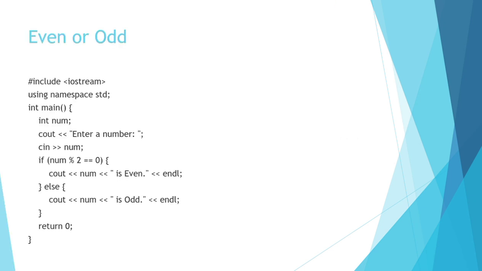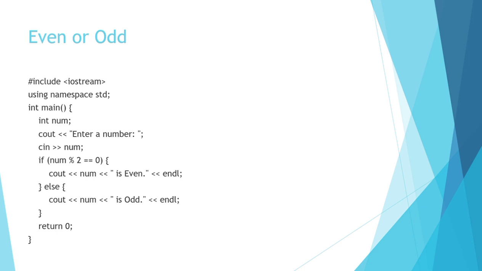Let's start with an even-odd program. This C++ program determines whether a user inputted number is even or odd using a simple conditional check. First, it declares an integer variable number to store the user's input. The program then prompts the user to enter a number using cout and reads the input using cin.